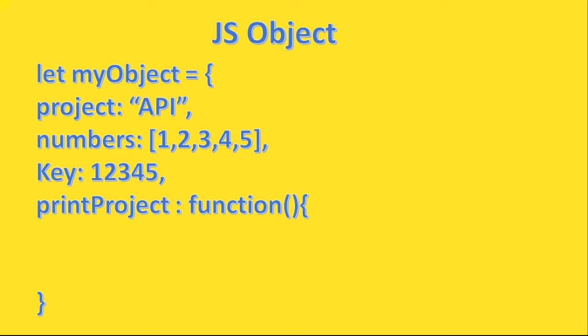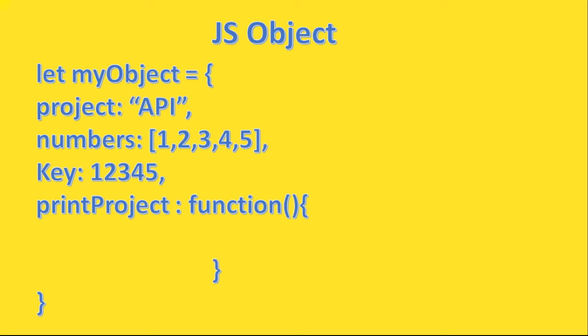So myObject is a new instance of the object, and you can add different values, just as you normally define variables as numbers and strings and so on. You can give it a new value. That's the same with an object. You can give it a new value, but there's a different method to access the variables inside the object, the dot notation. You can call myObject.project, myObject.numbers, myObject.key, and that's from outside the object itself.